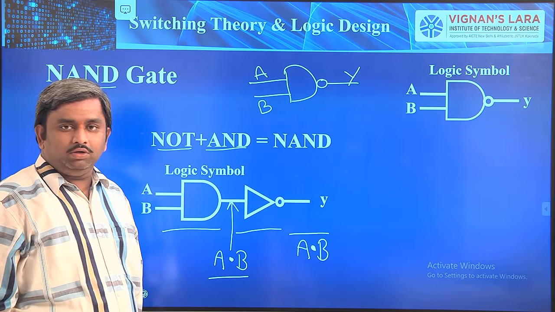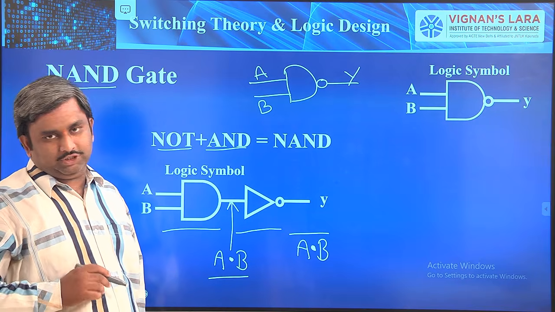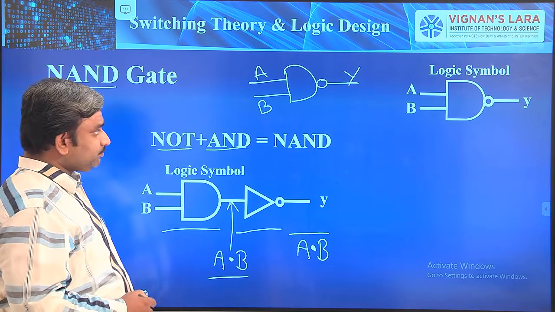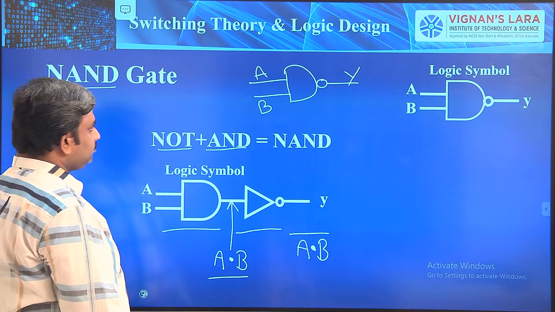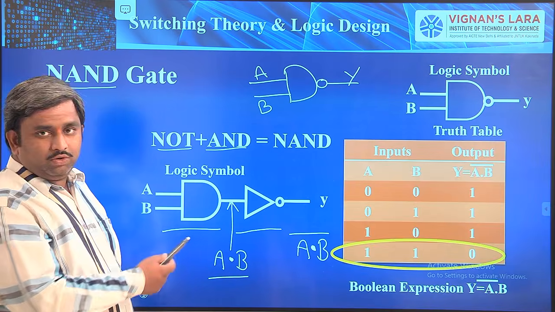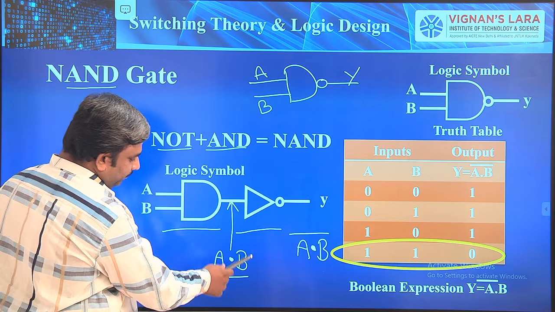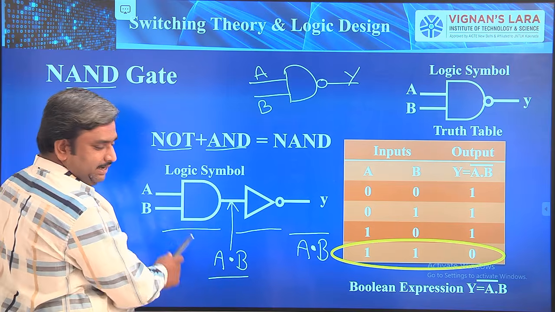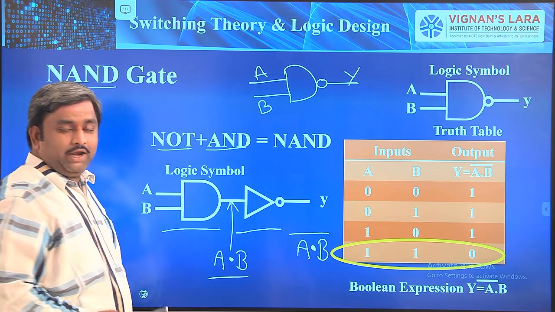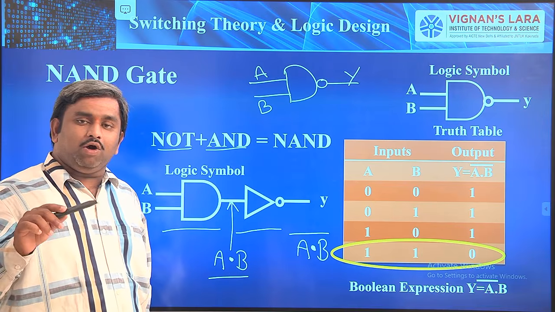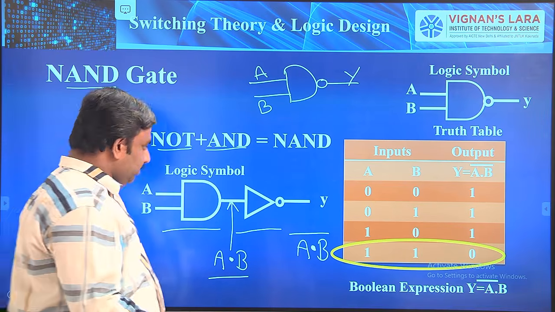Y is equal to A and B, where AND means the logical AND operation. That A dot B we are representing in this way. Now see the truth table. Here the output of this AND gate is AB. With the NOT, what I am doing is A dot B whole bar. Whatever outputs you get from the AND gate, the NAND outputs are in the reverse condition.